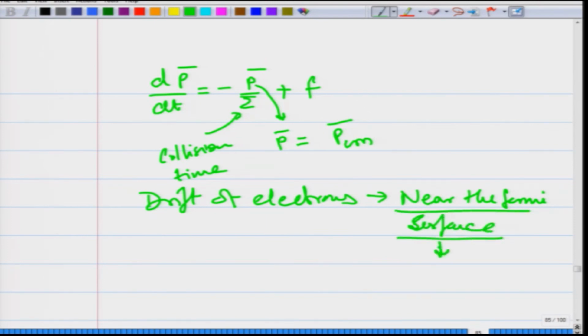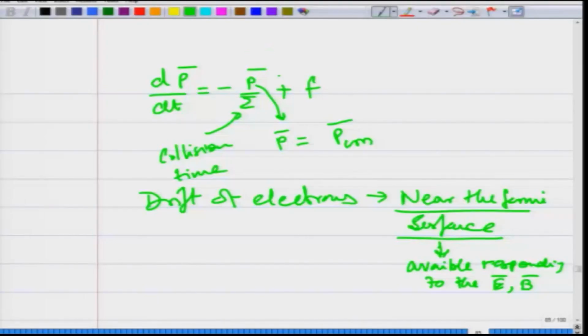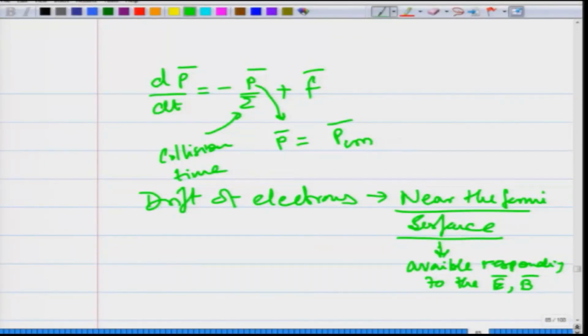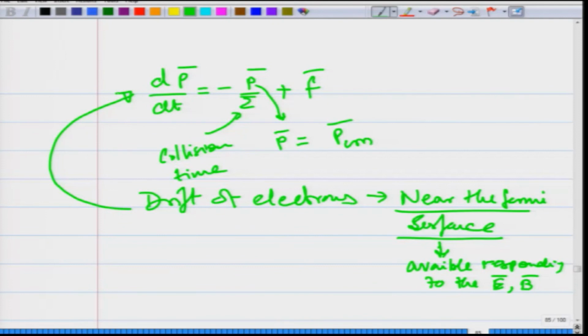Only these electrons are available for responding to the forces or electric field or drive. Only the electrons which are near the Fermi surface can respond to the drive or the force, because there are available momentum states near it into which they can go, and the moment this happens, the center of mass momentum changes, and the change is counteracted by scattering, which tries to restore the momentum back to its 0 center of mass position, and finally the system achieves some sort of equilibrium drift velocity, and that drift velocity is calculated by this equation of motion.